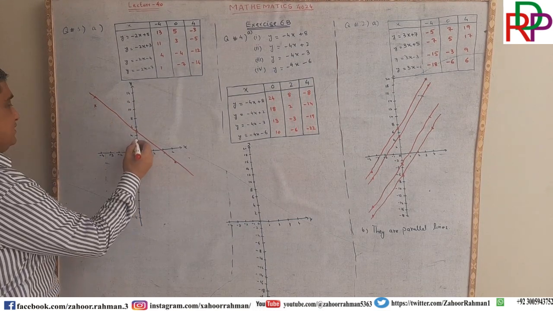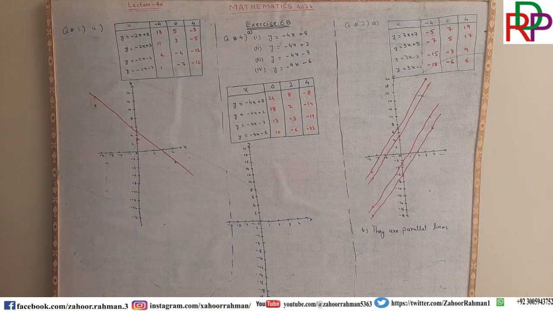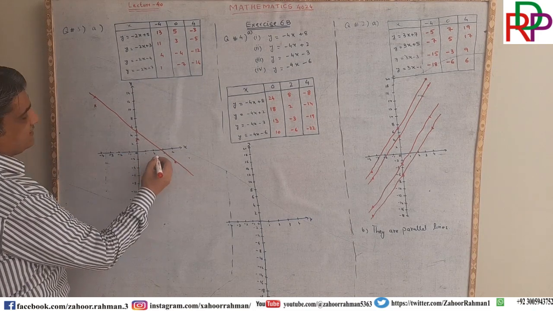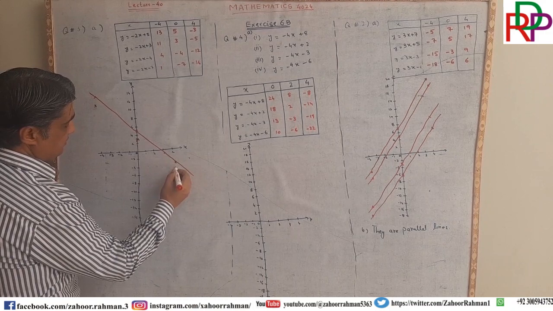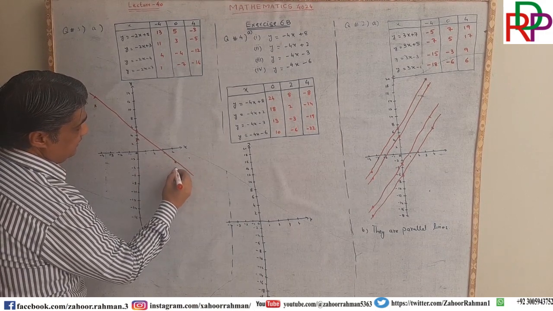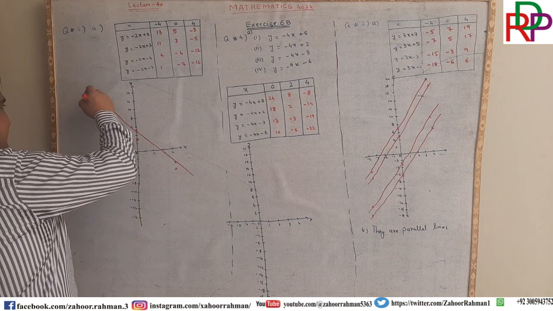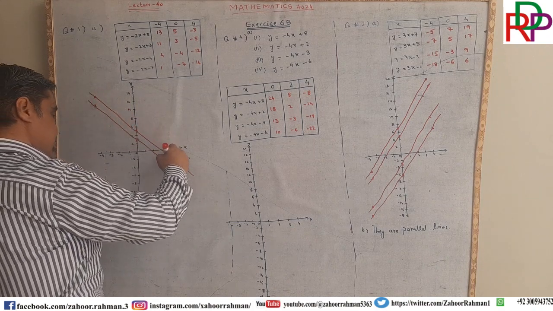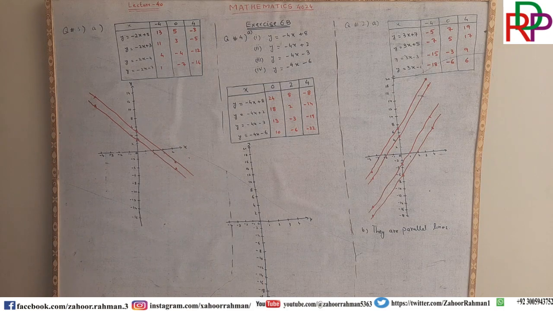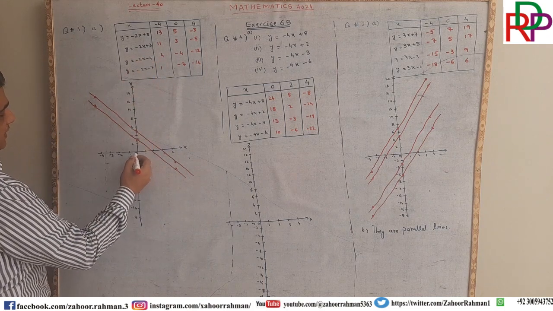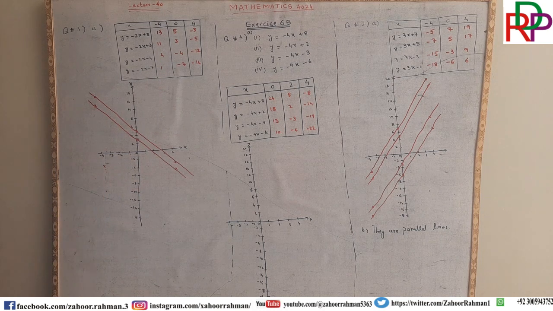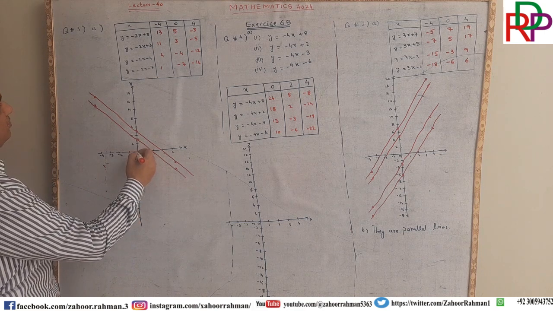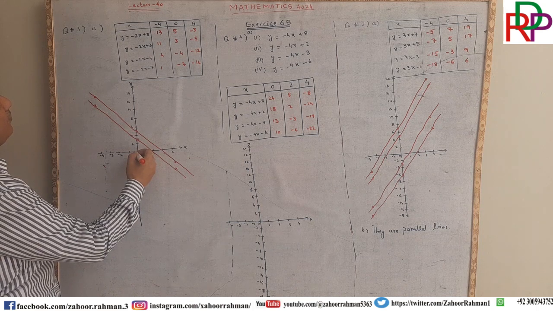For 0 it will be 3, so 3 will be here. For 4 it will be minus 5, and minus 5 will be somewhere here. Again we have to connect these points with each other. Similarly, for minus 4 you have to come here, and that will be somewhere here. And then for 0 it is minus 4.